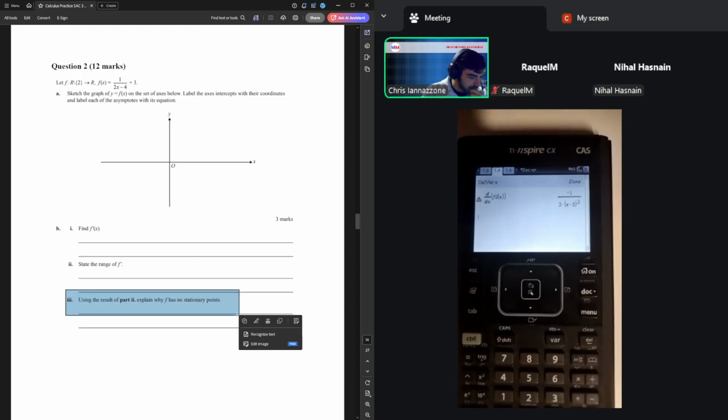Range of f dash, and using the result of part double I, so the fact that it is from negative infinity to 0, explaining why f has no stationary points. So you have to mention why the results of part double I are relevant in explaining why there's no stationary points.